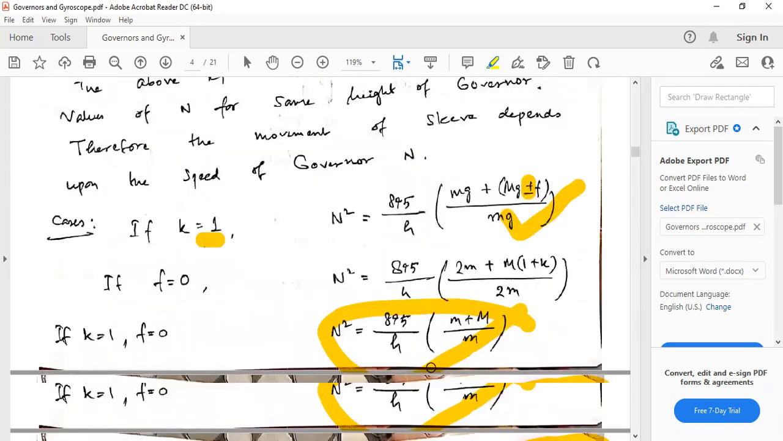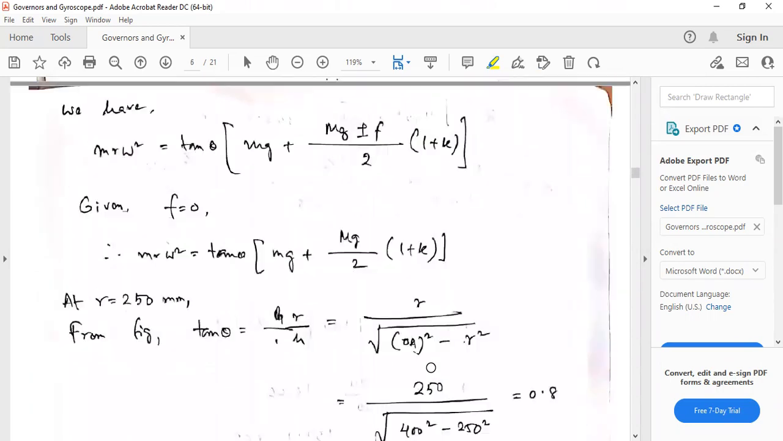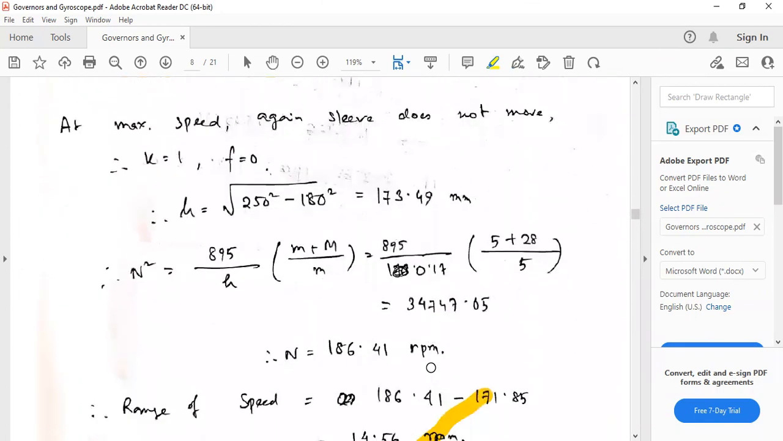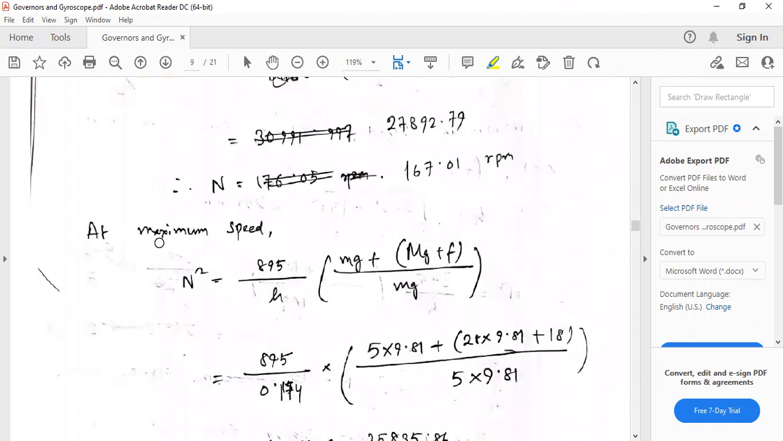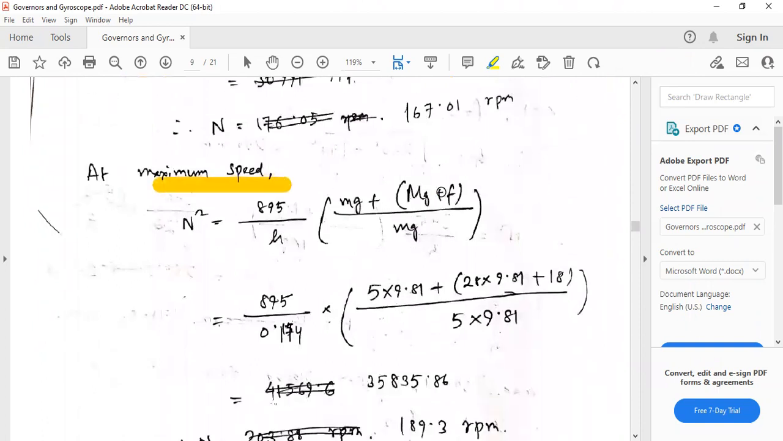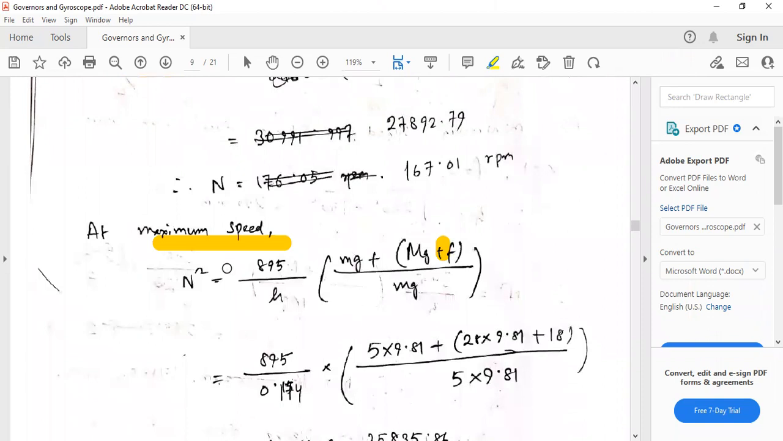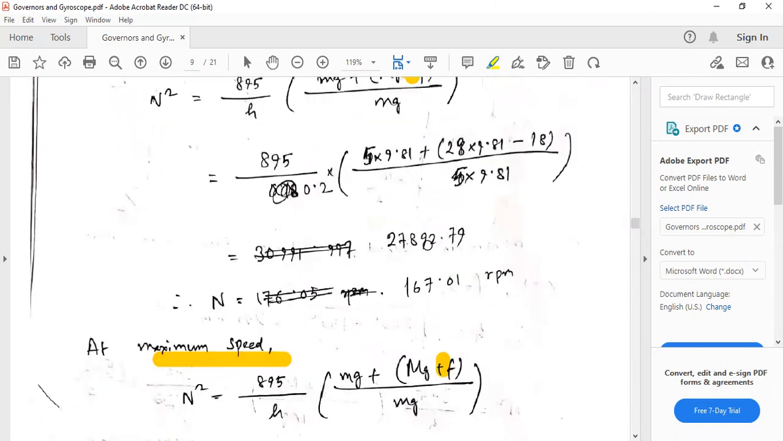So simple thing, when the speed is maximum, then they will be plus. So this you have to see. Here you can see at maximum speed, Mg plus f we take. And at minimum speed, Mg minus f we take, because of the friction. At minimum speed, the balls are coming closer to each other, the sleeve is going down. That's why friction is upward. That's why Mg and f are opposite in direction, and that's why we have taken this as negative. And in case of maximum speed, this is positive. That is the only change.